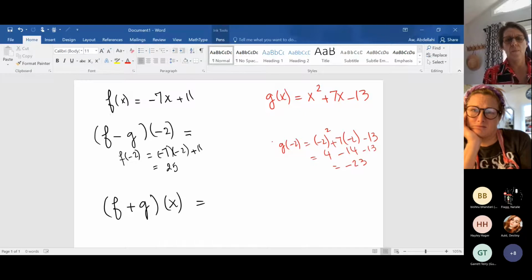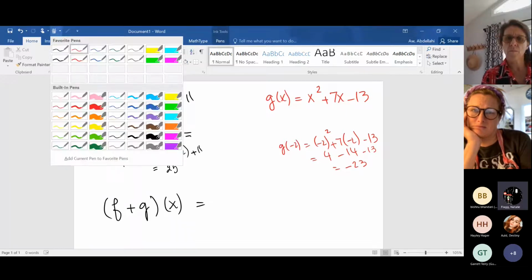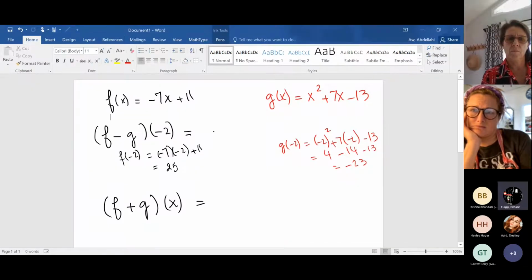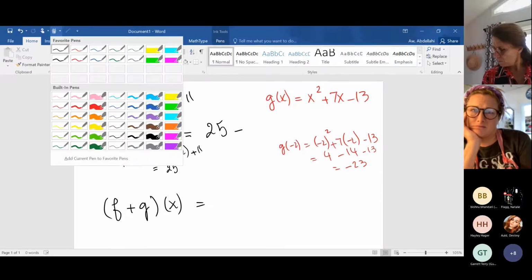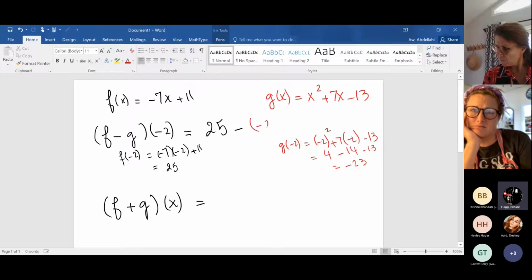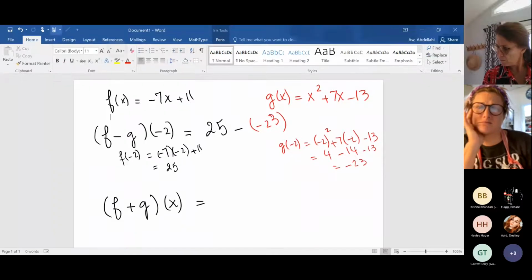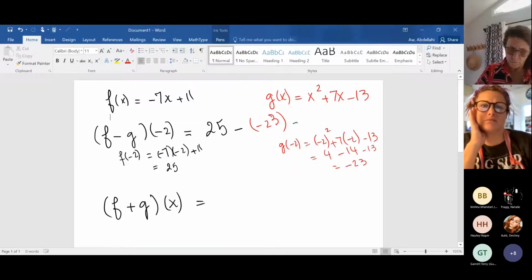So now, for your final answer, what are you going to do to both numbers you calculated? Subtract the g from the f. Exactly. You're going to do 25 minus -23. Minus -23, right? It's 25 minus -23, which ends up to be 48, right?